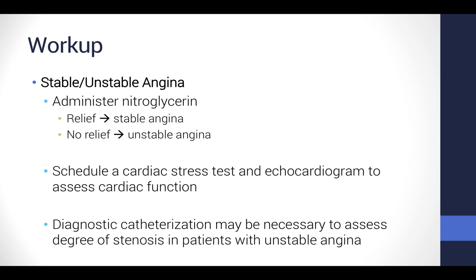Okay, after we establish whether they're going through stable or unstable angina, then we can look at doing a cardiac stress test and doing an echo to assess overall cardiac function. After that, we can also do a diagnostic cath, where we basically take a catheter in and take pictures of the blood vessels that are supplying the heart to see how bad the stenosis or narrowing of those vessels is that might be causing that patient's pain. But again, these are things that can be scheduled on an outpatient basis.